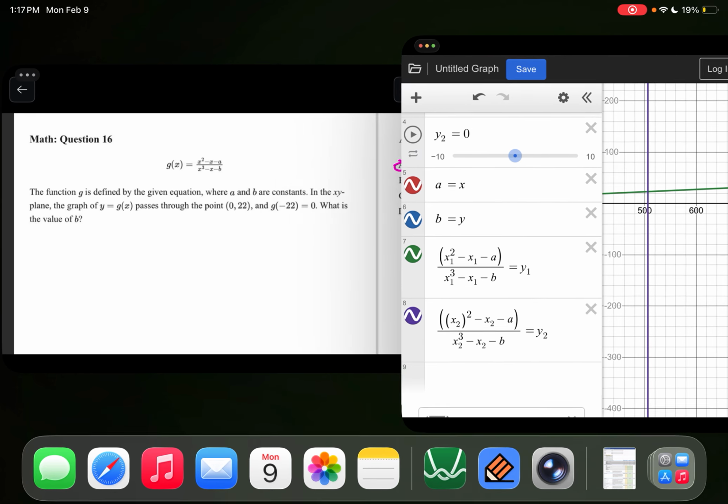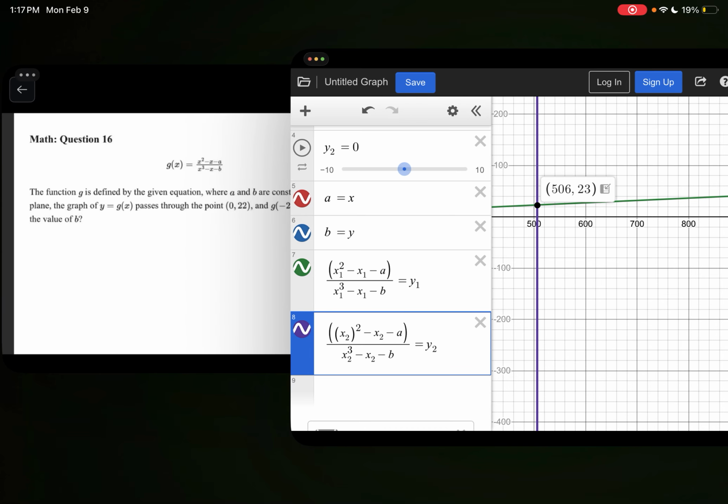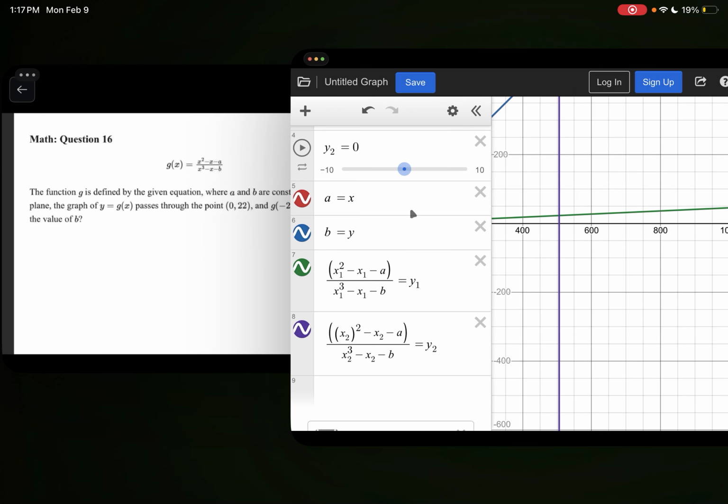The answer is 23, because that's the y value of the intersection. So we just try to find the intersection between these 2 lines. It's pretty much a system of equations, and we try to find the y value since we said the y value is b. And so it's 23.